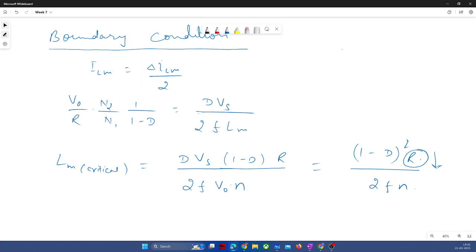Okay, so we see. Excuse me, sir. Yeah, go ahead. Here we are taking the inductance of the transformer, Lm. What about the leakage reactance of the transformer? They don't have any effect. They will have effect. They will add up only.